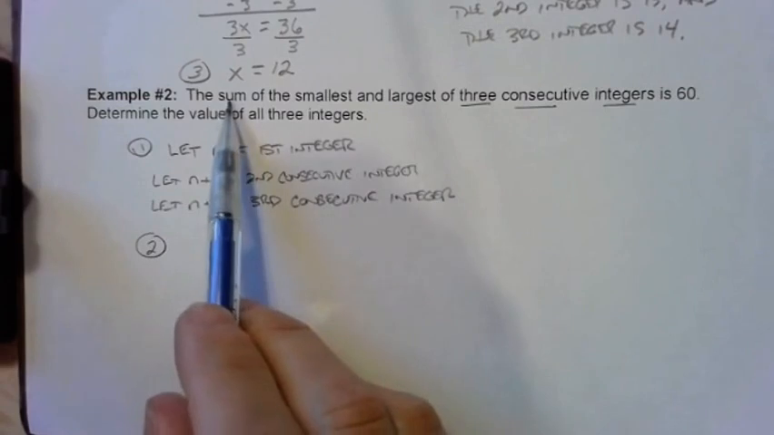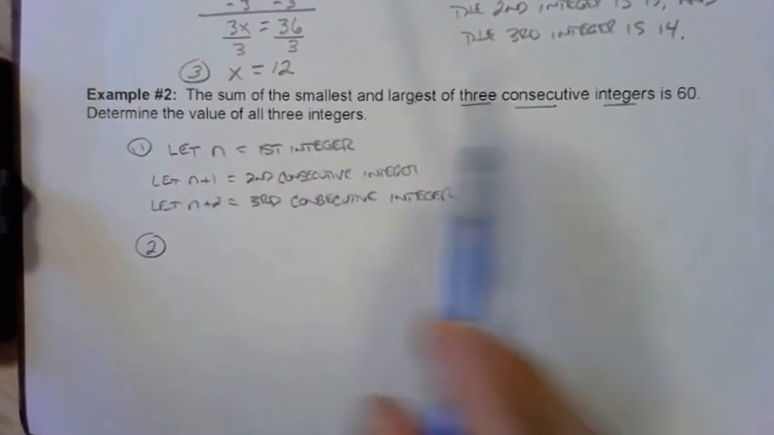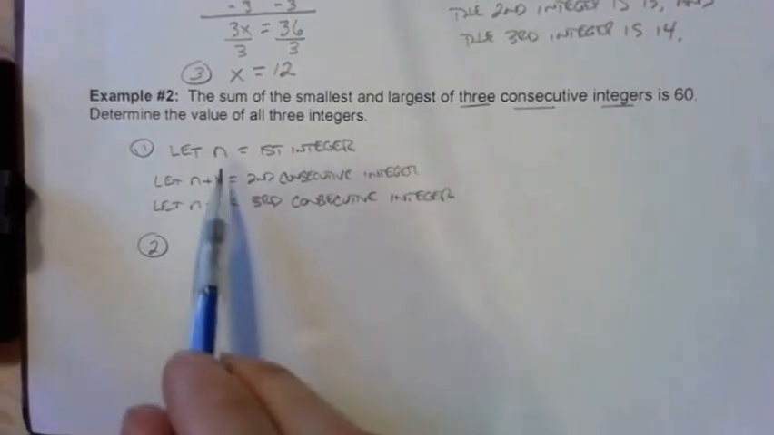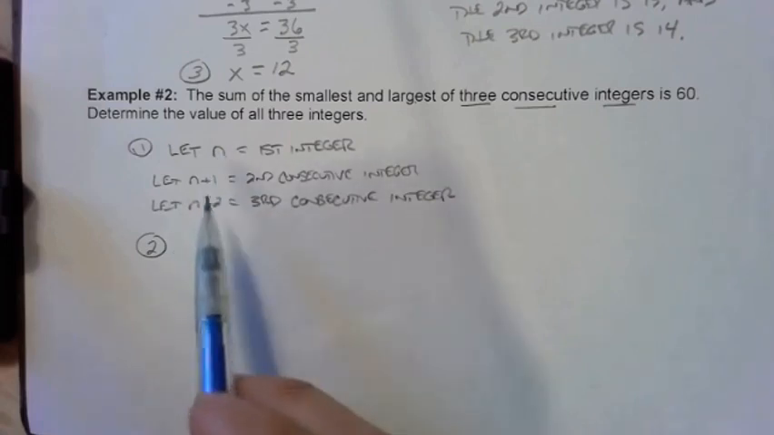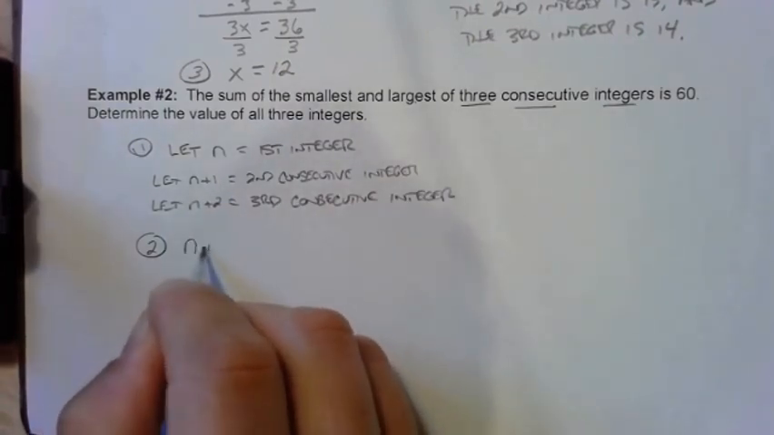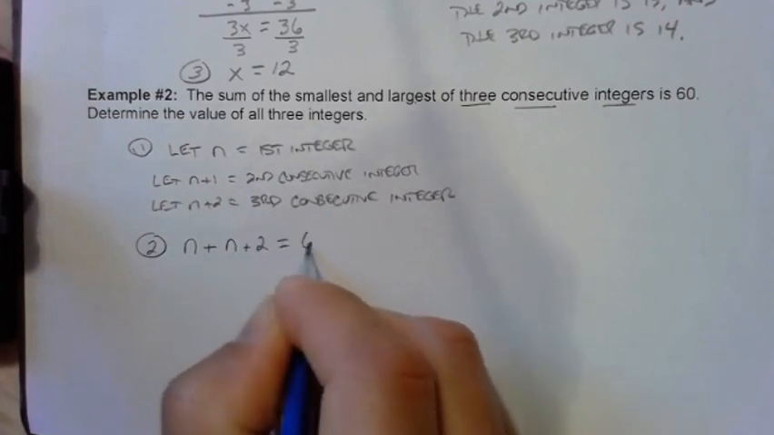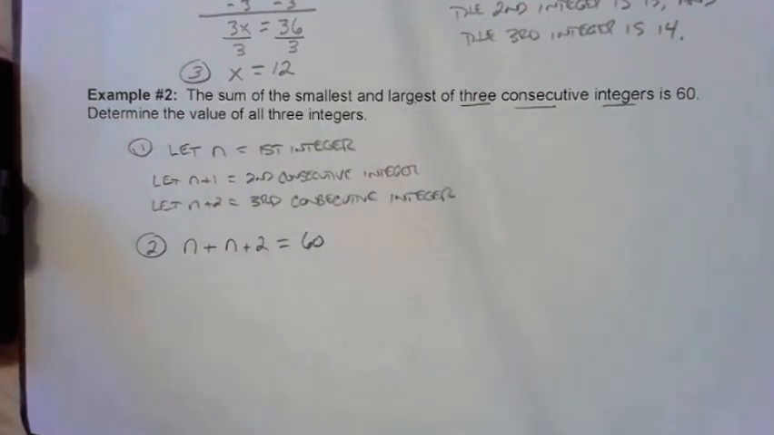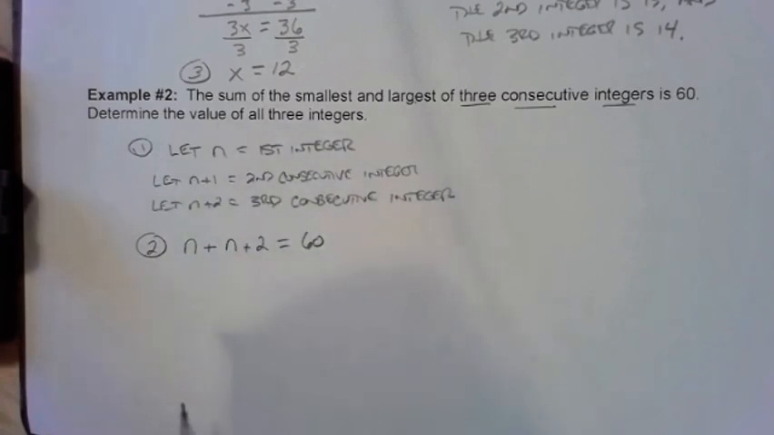It says that the sum of the smallest and the largest is 60. All right, so the smallest one would have to be n, and then the largest one would have to be n plus 2. The sum of those is 60. So I'm going to write down n, which was my smallest integer, plus my largest, n plus 2. Their sum equals 60. All right, setting up this equation is going to allow me to figure out what the value of every consecutive integer for this problem is.